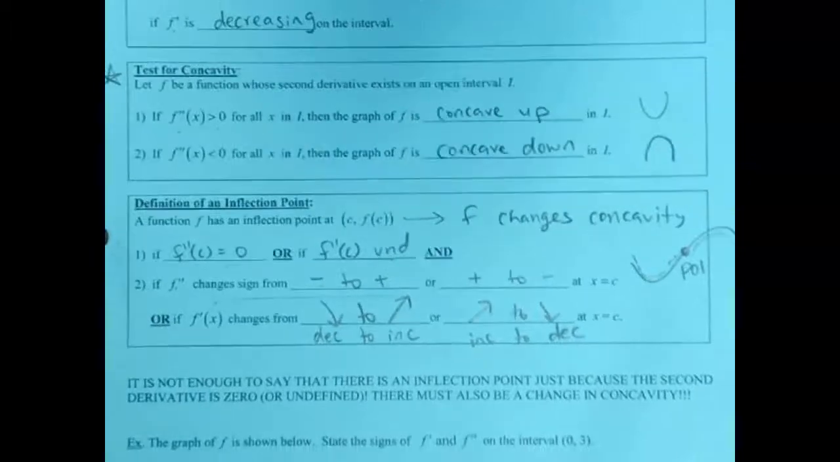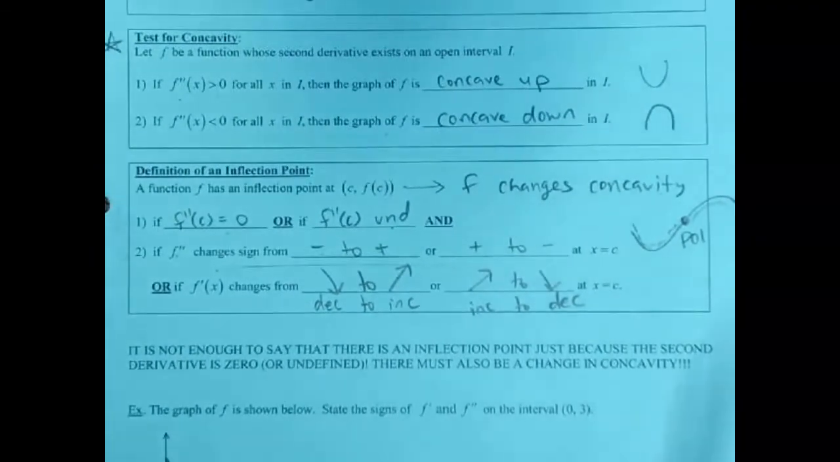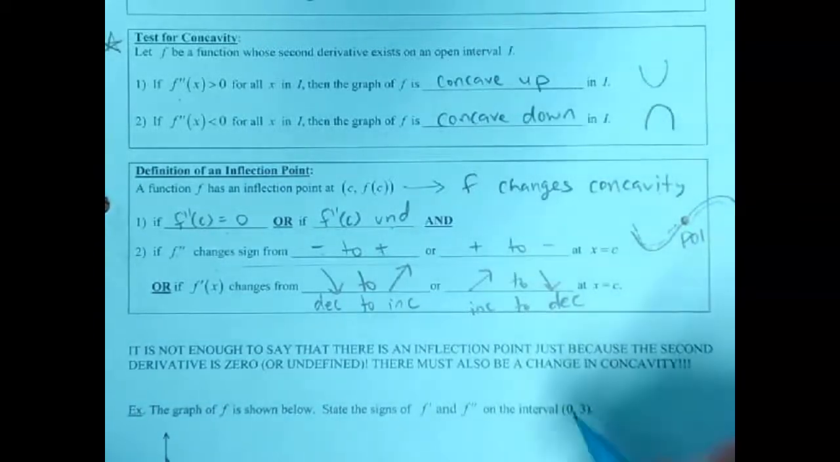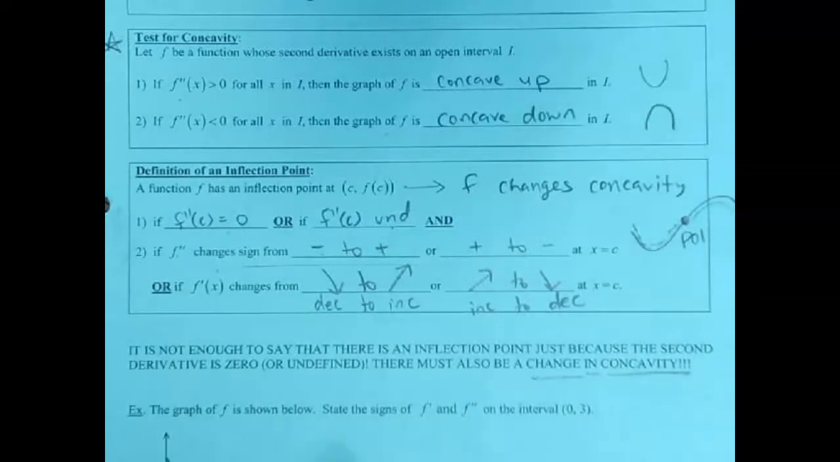It's all capitalized, probably because students miss points with it all the time. It is not enough to say there's an inflection point just because the second derivative is 0. There also has to be a change in concavity. So the second derivative being 0 means it could be a point of inflection, just like how the first derivative being 0 means it could be a min or a max, but you still had to determine how it changed and if it changed. Similar for the second derivative, you need to make sure that it does change, either from plus to minus or minus to plus. The order doesn't matter, but you need the concavity to change.